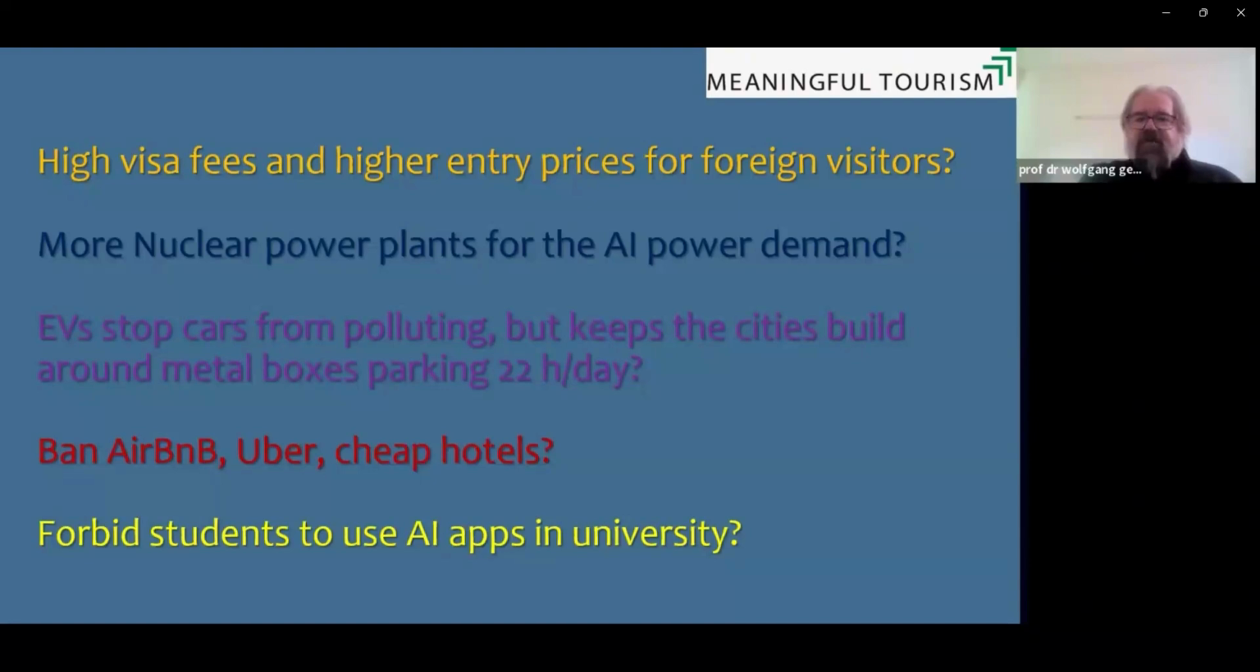And a very good example are electric vehicles, which are a very nice way to stop polluting the cities if the energy they're using is renewable energy. But still, that will not change that the cities are all built around these metal boxes, which are actually standing around for 22 hours and are moving only for 2 hours. So again, we need a more holistic solution, much better than just electric vehicles. And we see some places say, oh, we ban Airbnb, we ban Uber, we ban cheap hotels, so that only people who can pay for regular hotels and regular taxis or rental cars are welcome.